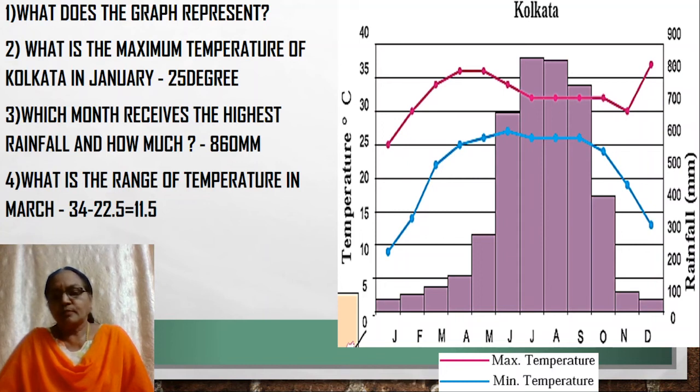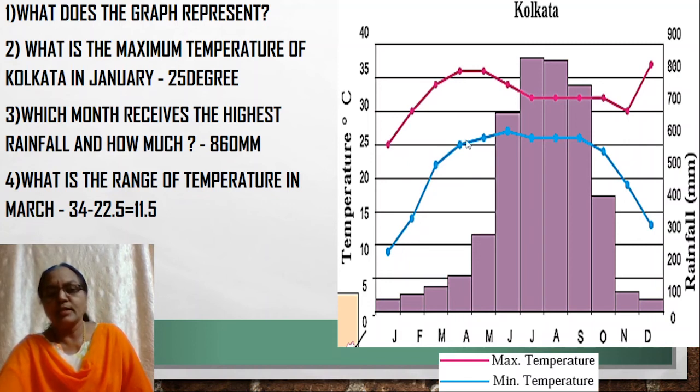So here we have the temperature rainfall graph of Kolkata. Here, these bars that you see, this is the histogram, and this blue line is a line graph. The blue line shows you the minimum temperature of Kolkata. The red line shows you the maximum temperature of Kolkata.